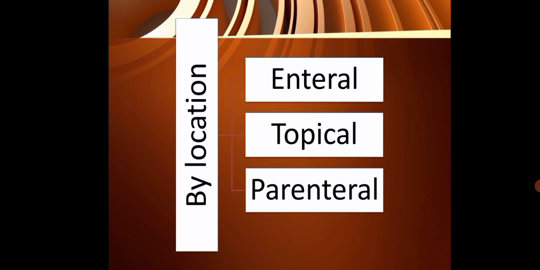The route of administration is very often stated as the location of drug application or the location where a drug has its target effect. For example, sublingual application is the route of administration for nitroglycerin given for an acute angina attack. By location, routes of administration can be classified into three: enteral, topical, and parenteral.